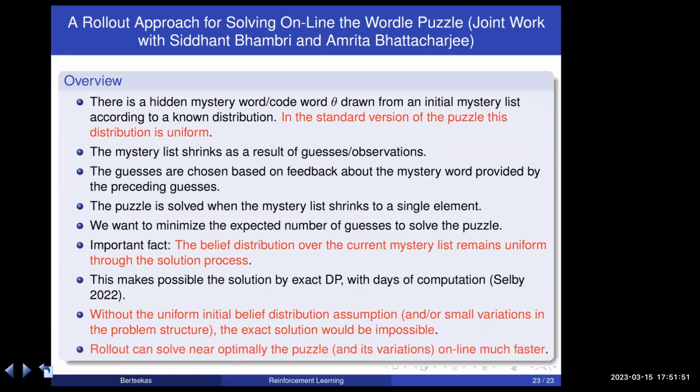On the other hand, rollout can solve near optimally, very close to optimal, both the current version of the puzzle and also its variations online, much faster, in the order of seconds, maybe minutes, where you're talking about relatively small amounts of time. So that's all I want to say.